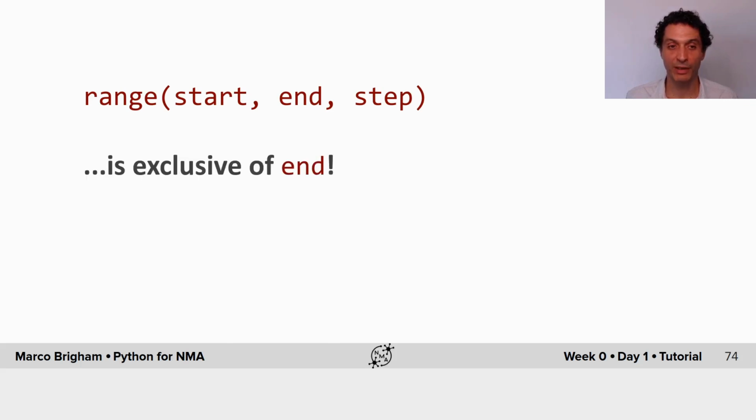And keep in mind that range is exclusive of the value of end. So depending on the step, it will go up to n minus 1 with step 1.